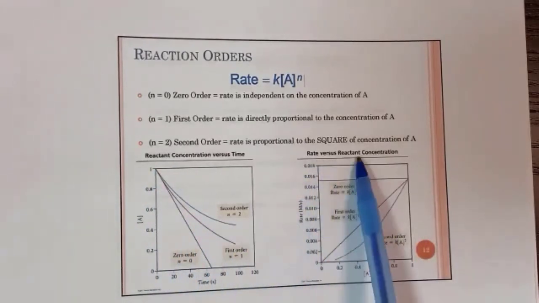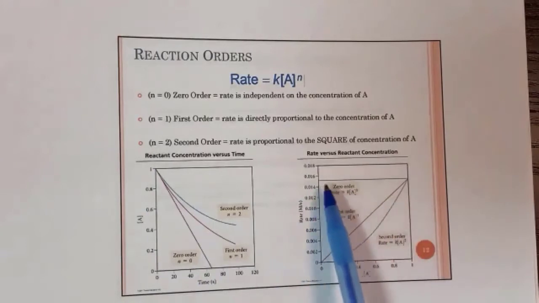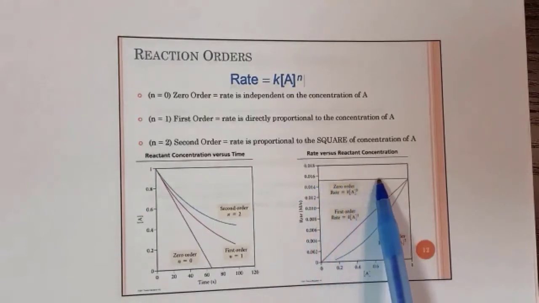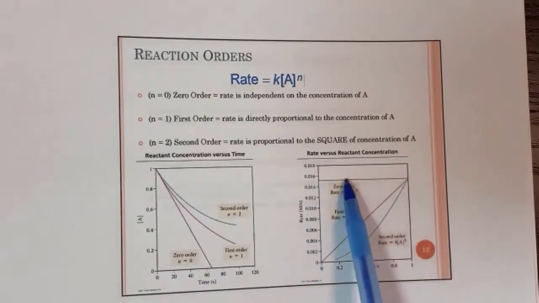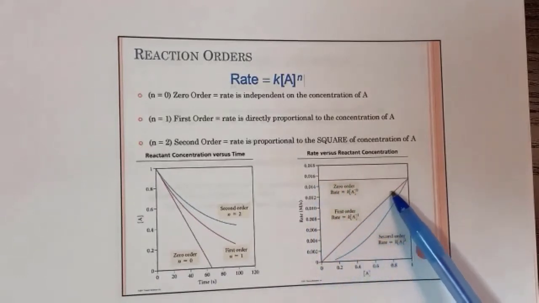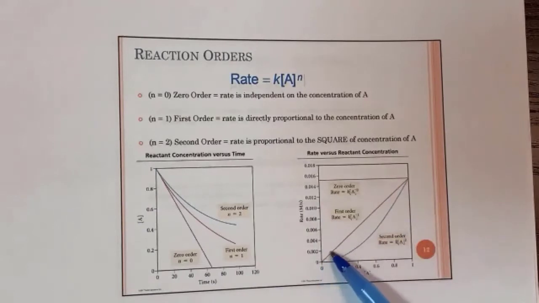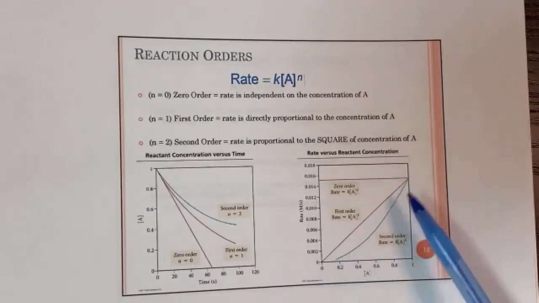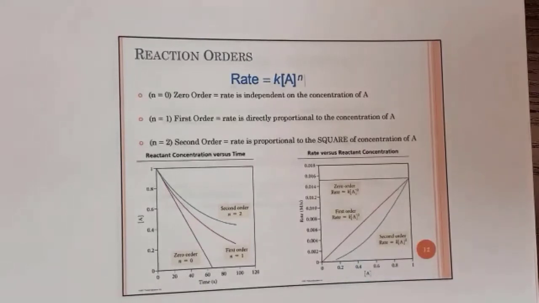And then here, rate versus reactant concentration. You see how the rate doesn't change even if your concentration changes for 0 order? That's because it's to the power of 0. And if it's power 1, it's directly proportional. So if your A goes up, your rate goes up. Now, if it's second order, it starts to curve because it's a squared concentration change.